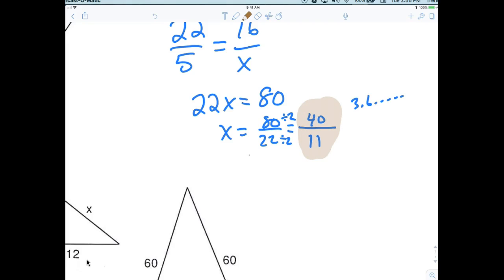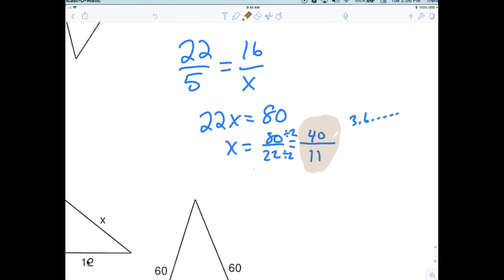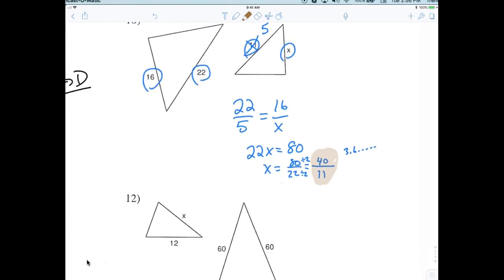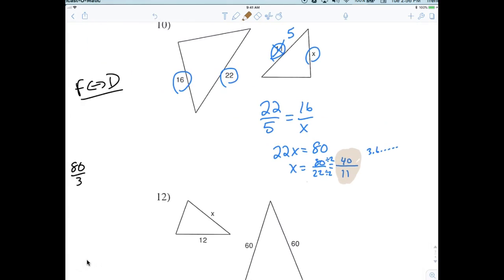What? Well, then you got the wrong answer. No, wrong. You just didn't put it in correctly. I told you that the 5 corresponds to the 22, and the x goes with the 16. You hear me? 5 over 22, Bradley, equals what? Go ahead.